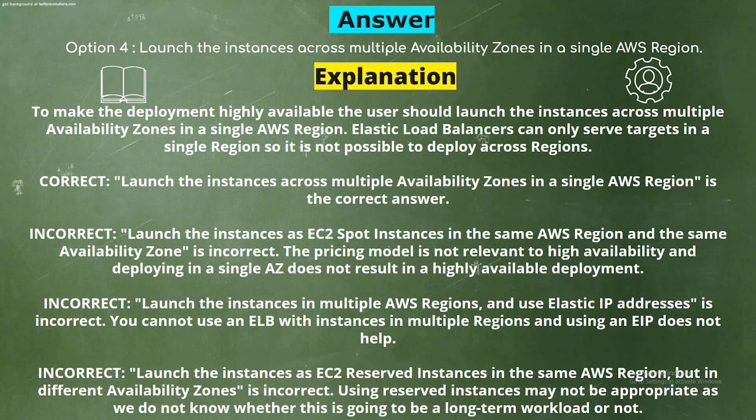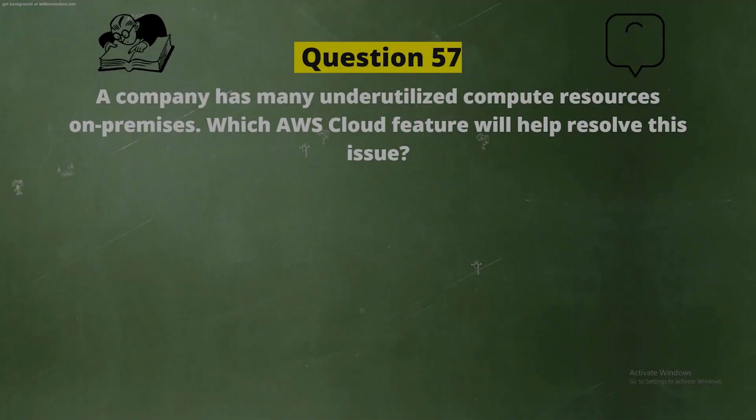Incorrect. Launch the instances as EC2 spot instances in the same AWS region and the same availability zone is incorrect. The pricing model is not relevant to high availability, and deploying in a single AZ does not result in a highly available deployment. Incorrect. Launch the instances in multiple AWS regions, and use elastic IP addresses is incorrect. You cannot use an ELB with instances in multiple regions, and using an EIP does not help. Incorrect. Launch the instances as EC2 reserved instances in the same AWS region, but in different availability zones is incorrect. Using reserved instances may not be appropriate, as we do not know whether this is going to be a long-term workload or not. Next question.